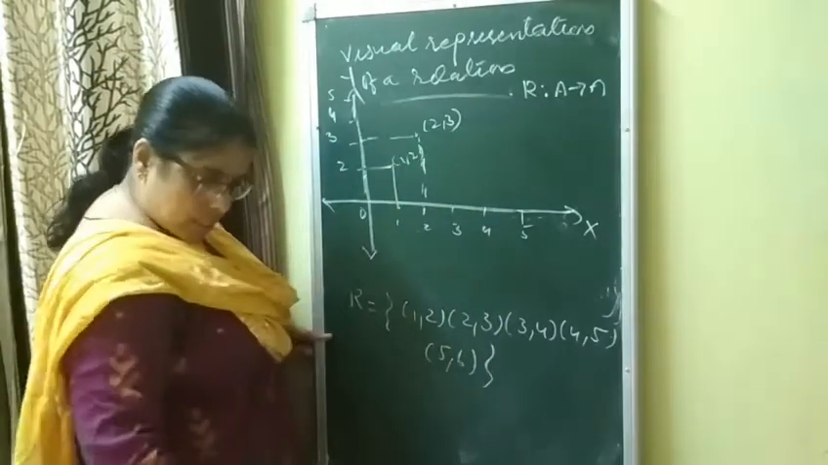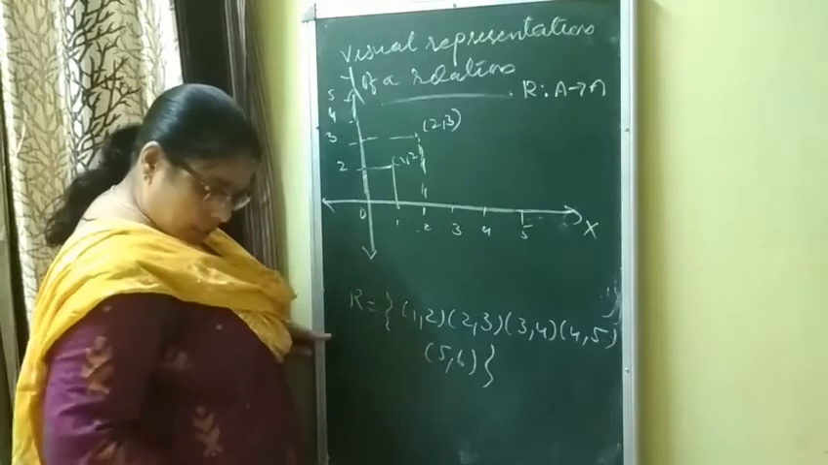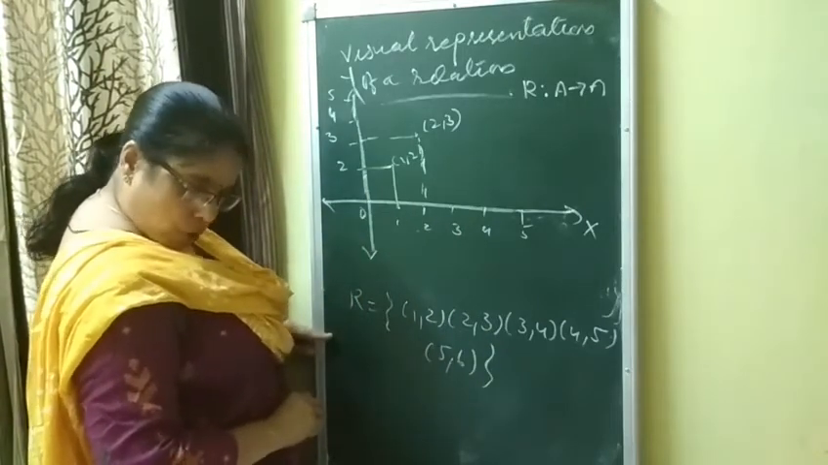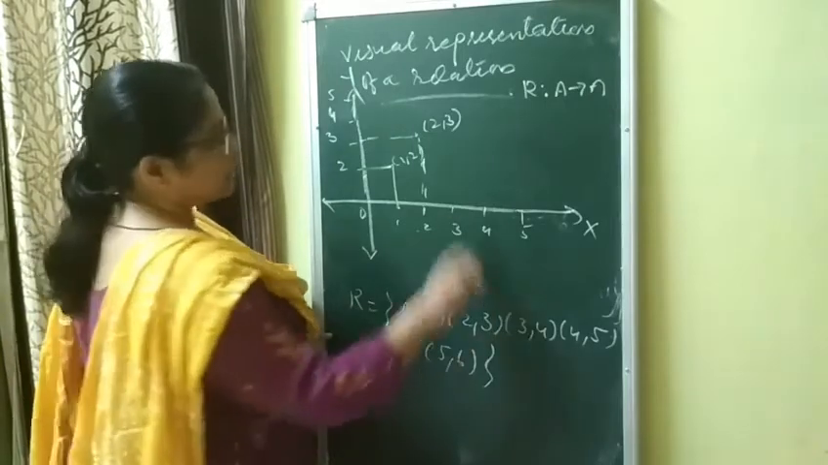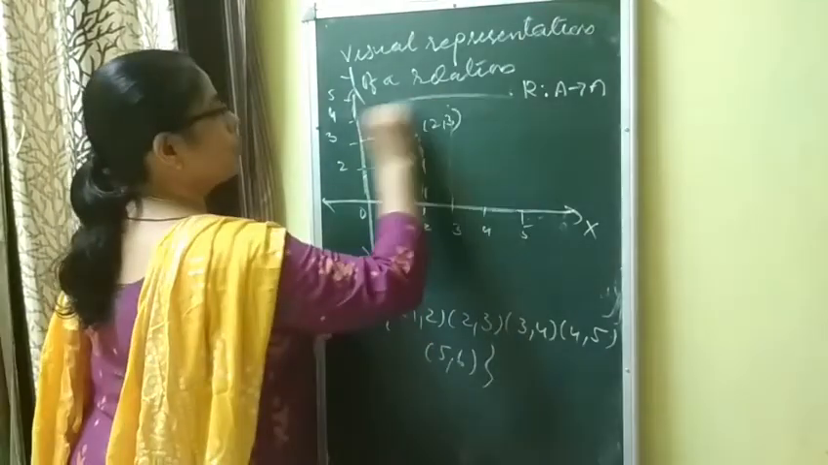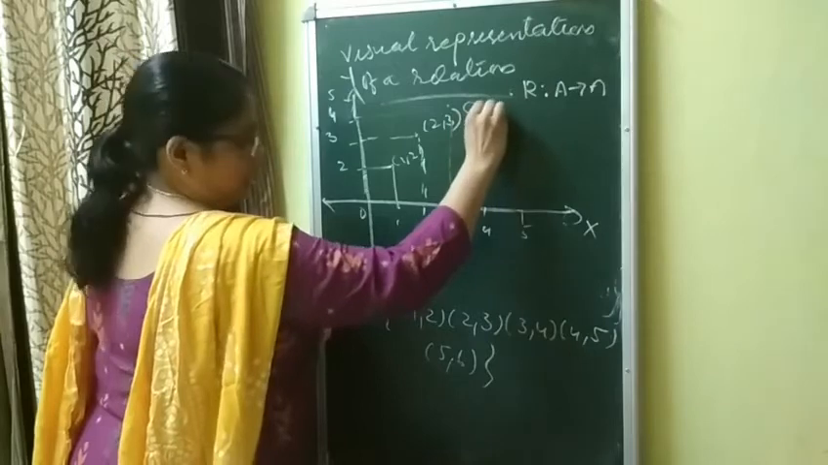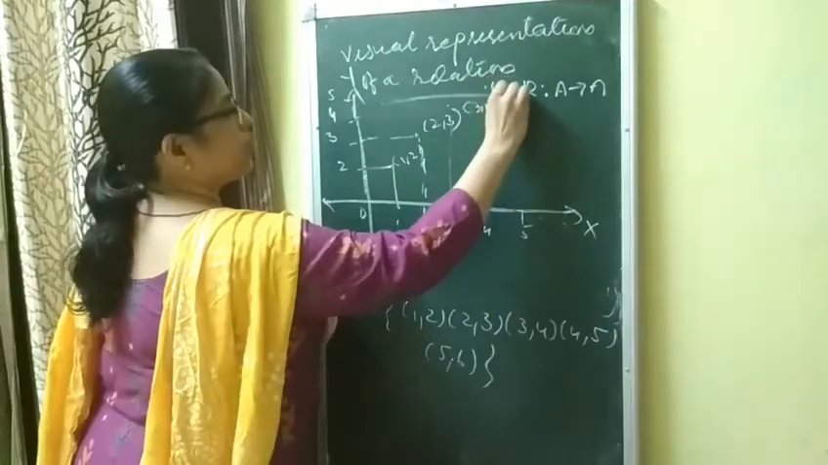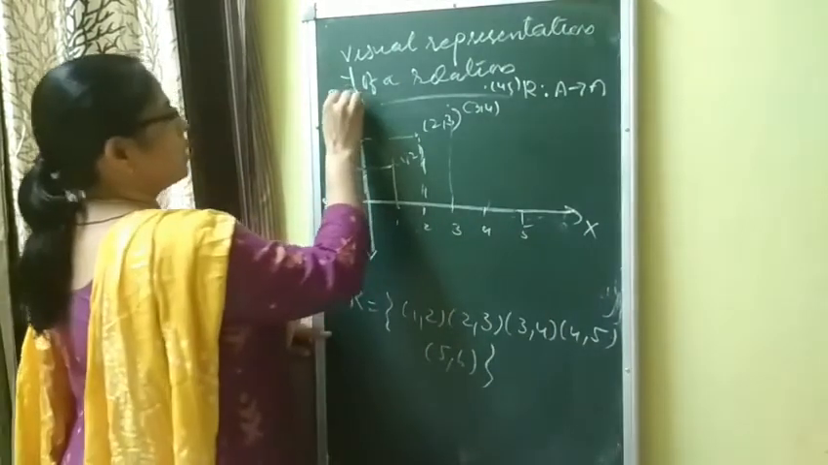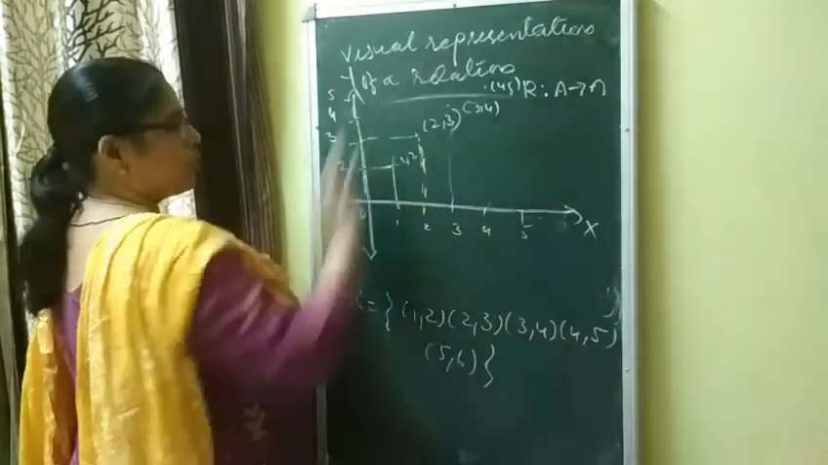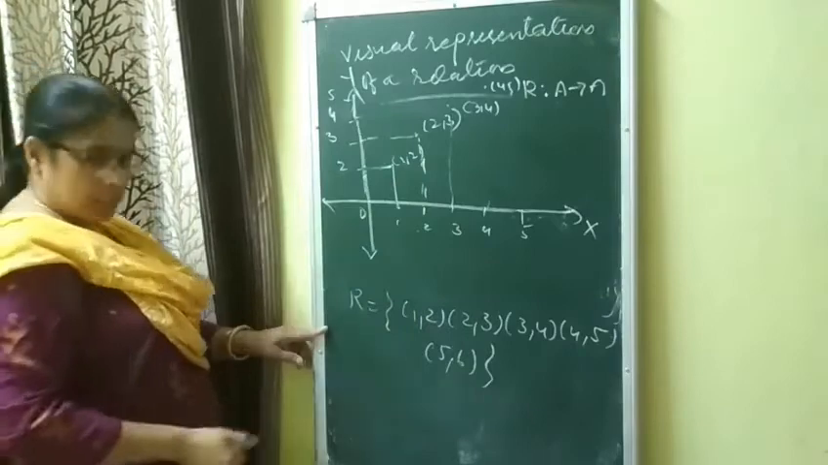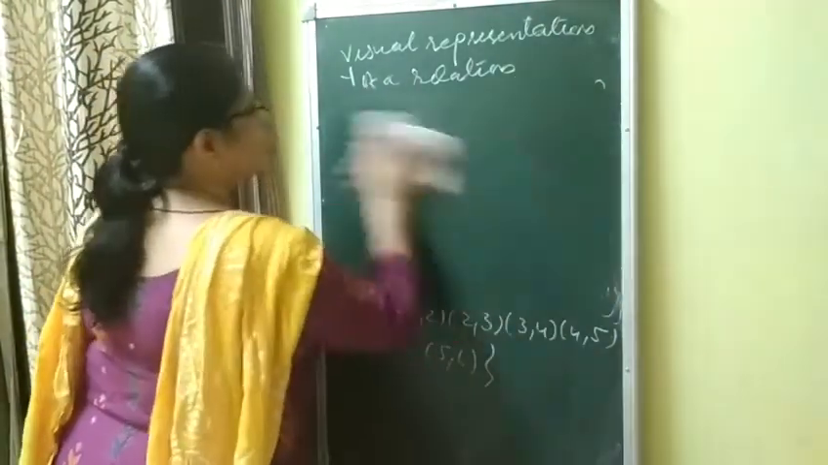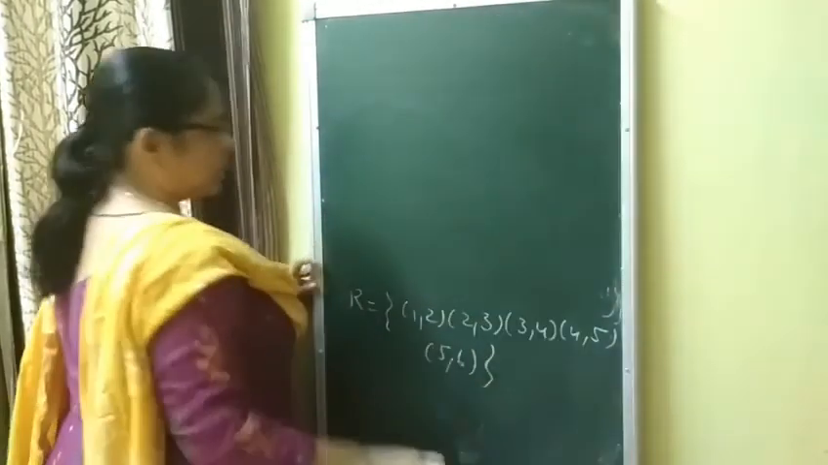And the third point is the graphical one. You know this method; I told you at the time of Cartesian product. Next is (3, 4), and next is (4, 5), this point. And (5, 6) I haven't written, but you can do it yourself. This method is the graphical method, that is the lattice method. This is not so important, but you should know the next method, that is the arrow diagram.